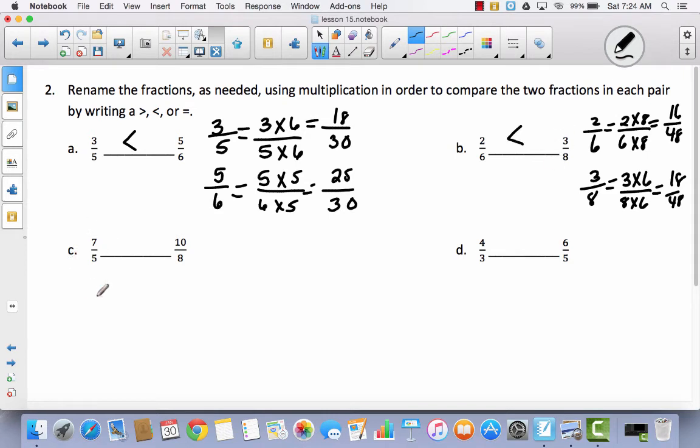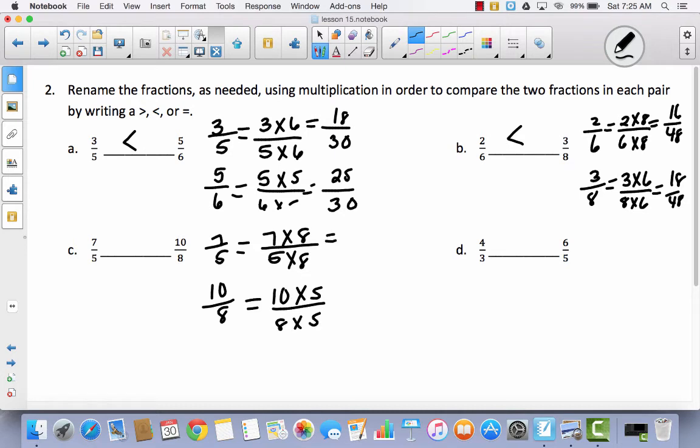All right, now we have 7/5 and 10/8. So I have fifths and eighths. See if you can try to finish this one all by yourself. Pause the video and do as much of it as you can by yourself, and then come back and let's compare. Okay, so I'm going to take my fifths and multiply them by 8. And I'm going to take my eighths and multiply them by 5. And that gives me 56/40ths and 50/40ths.